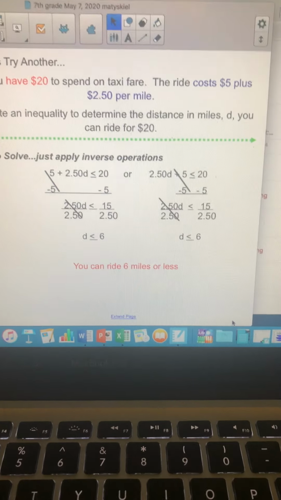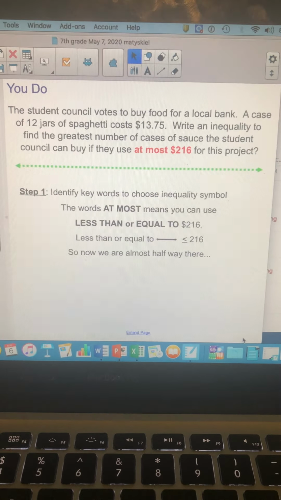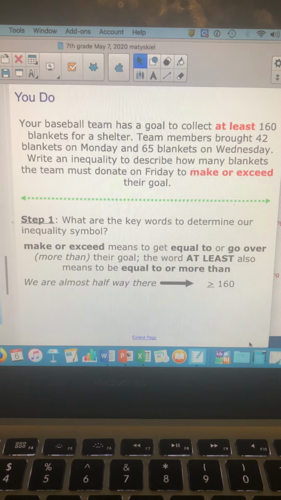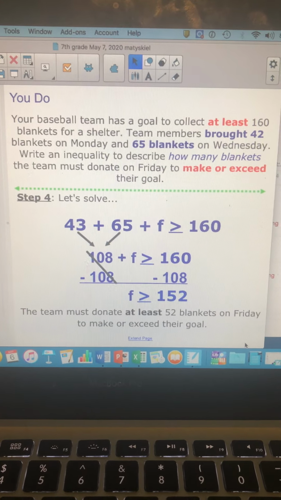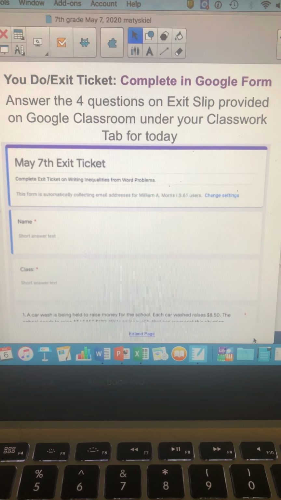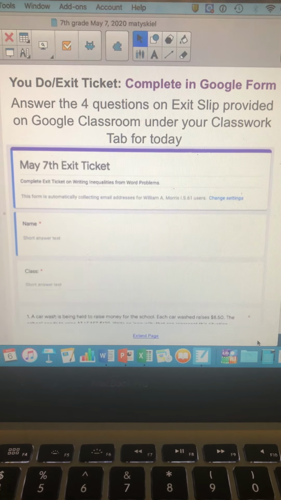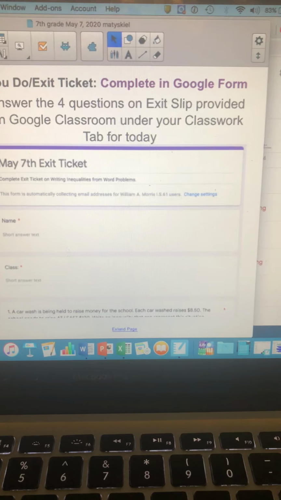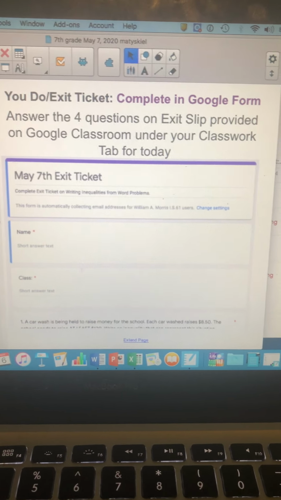Okay? There's a couple more problems for you to look at, and they're all worked through, showing you the steps to take to figure them out. And then you have a Google form today. It's only 4 questions. Please use the lesson today as a guide. I'll show you where that is just so that you can see that.